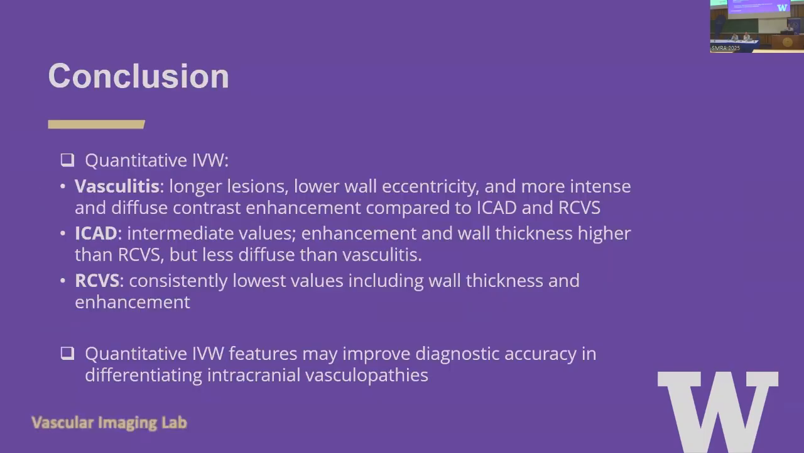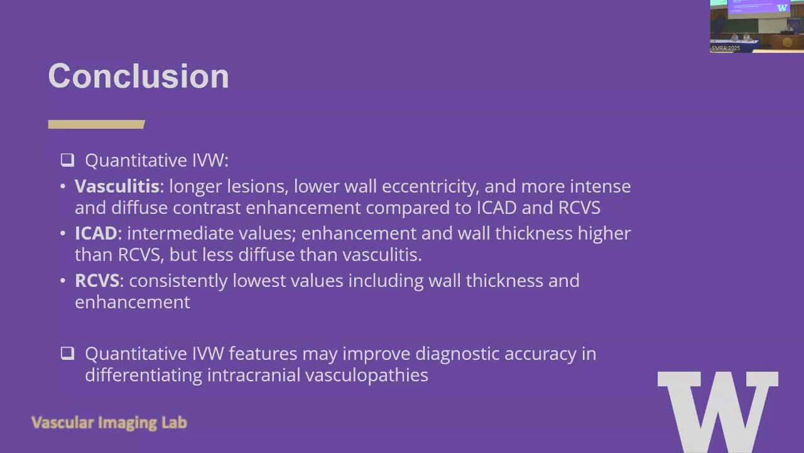So in conclusion, with quantitative vessel wall imaging, vasculitis generally shows longer lesions with lower degrees of eccentricity and more intense and diffuse contrast enhancement compared to the other disease entities. Atherosclerosis has intermediate values in terms of enhancement, while its wall thickness is higher than RCVS, but less diffuse than vasculitis. And then RCVS shows the lowest values, including wall thickness and enhancement. That's mainly because RCVS represents a vasospastic process. It's not an infiltrative or inflammatory process.